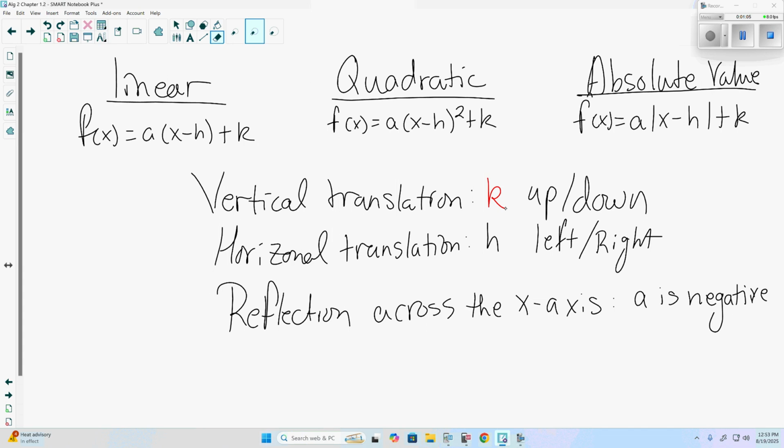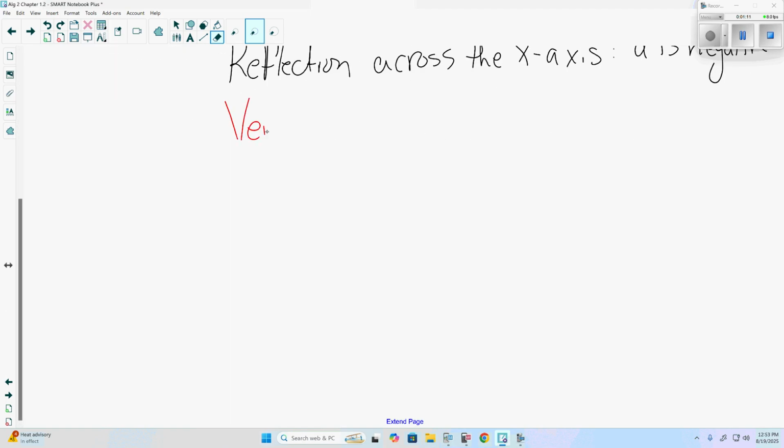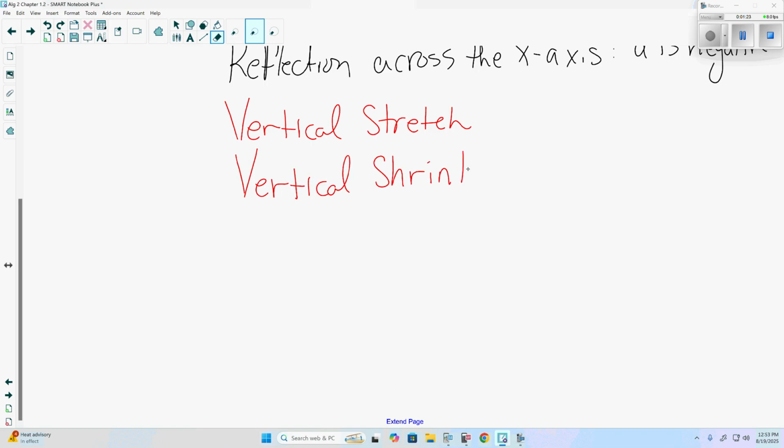And the most recent thing, kind of where we stopped yesterday, we didn't get to do any examples of it yet, is vertical stretch and vertical shrink. And vertical stretch and shrink is really based off A. If A is greater than 1, it's a vertical stretch. If the value of A is between 0 and 1, it's a vertical shrink.